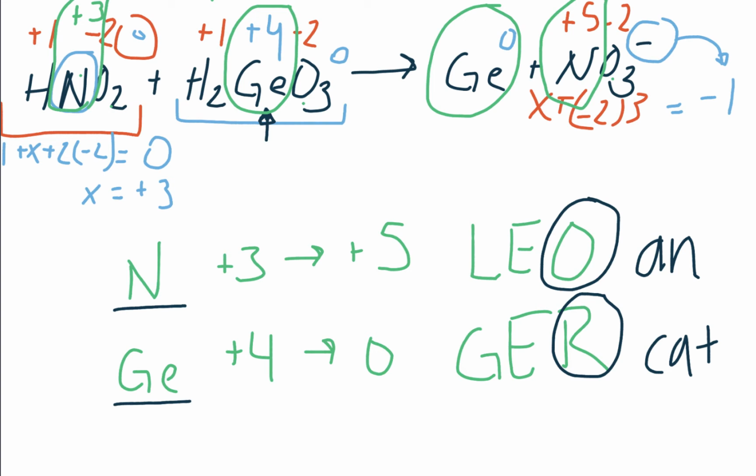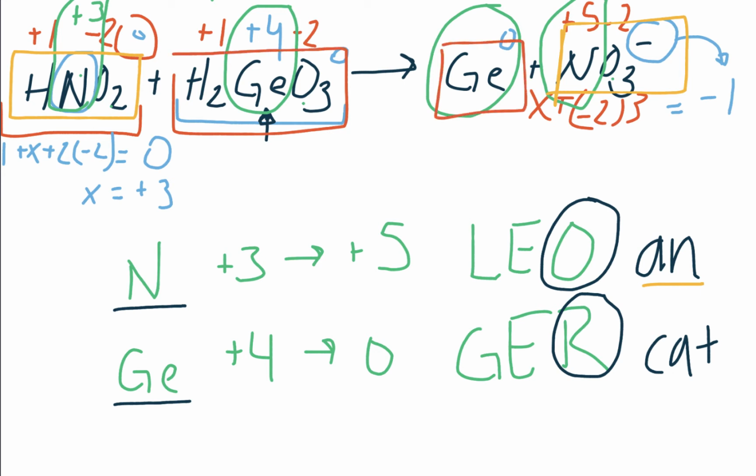So at the anode, everything that has nitrogen in it, this is getting really messy, but everything that has nitrogen, so this nitrous acid and this nitrate, will be at the anode, and then everything that has the germanium in it, we will write at the cathode.